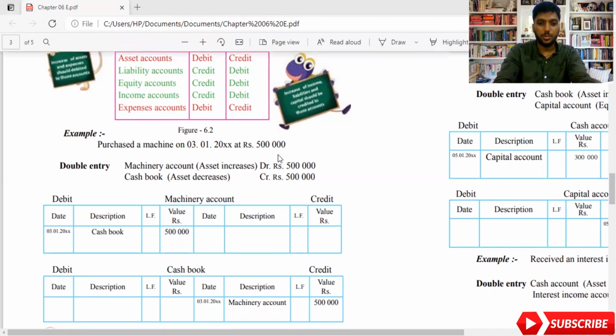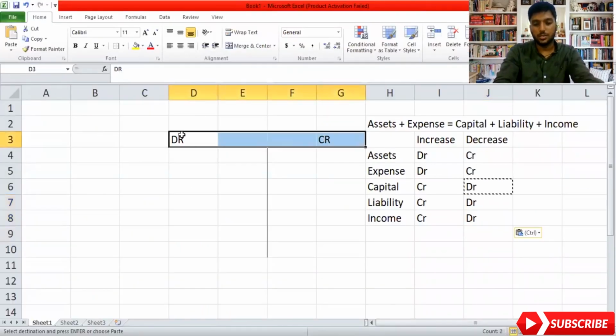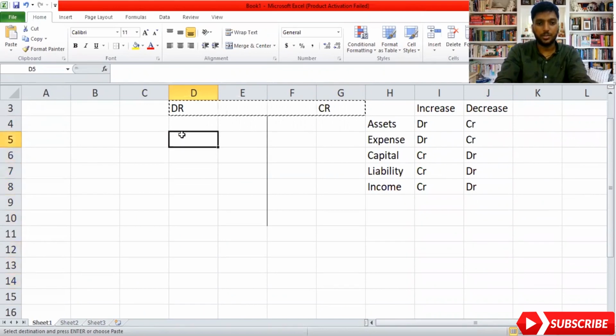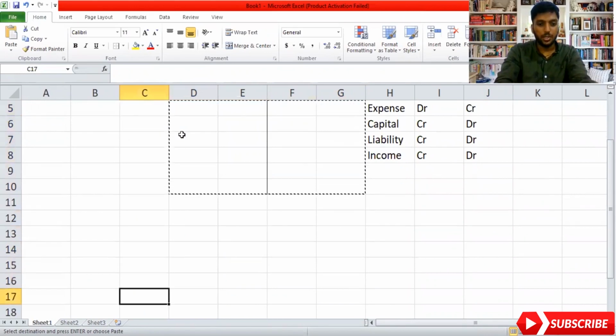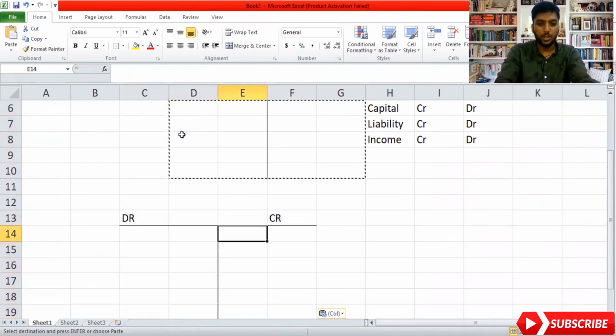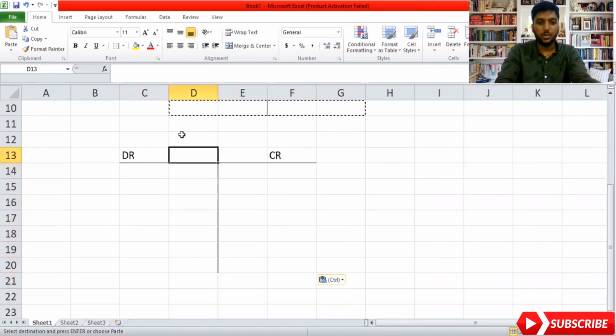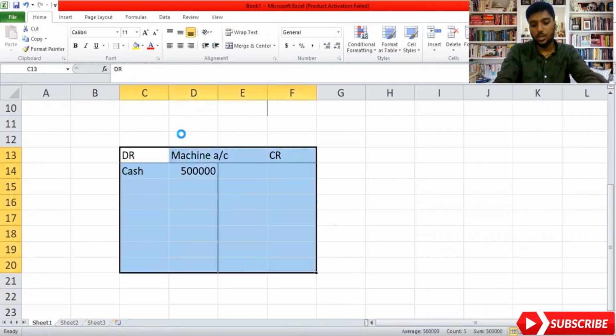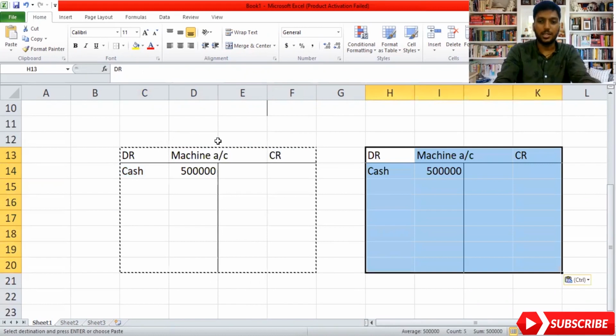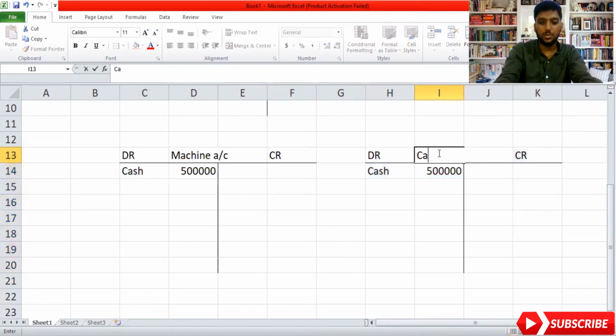Moving on to my Excel sheet, I'm going to take the same accounts which are taken here, so it's easy for me to copy and paste. Here I'm going to do the first one. Do it with me, guys, while doing the sum, so you will have a thorough understanding of what I'm doing. I have debit and credit. First of all, I need to write the account name. It's the machine account. I bought 500,000 worth of machine, but I bought it with my cash. Remember, guys, when writing a ledger account, you need to write something called narration. Here I'm going to write cash account.